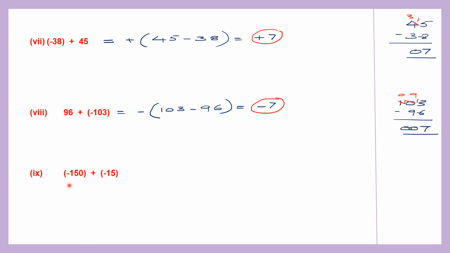Question 9. Negative 1, 50 plus... Again we have a negative sign. Two negative integers. So when signs are the same, we add and we put the same sign. So we put the same sign but we add 150 plus 15. So the sign is negative.